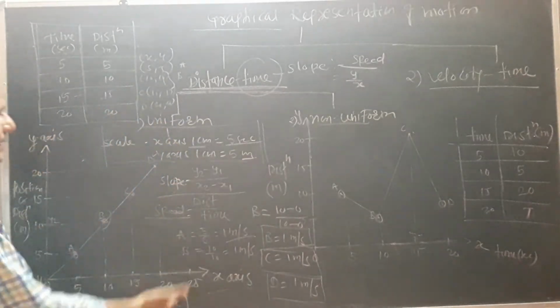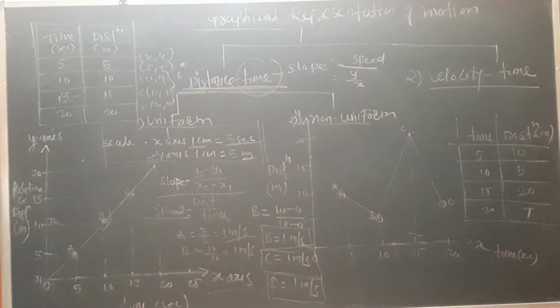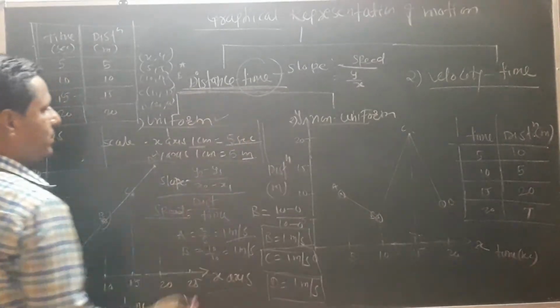As this itself indicates, whenever at every point it covers equal distance, it means what? That kind of motion is nothing but uniform motion.